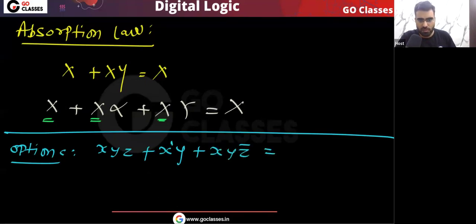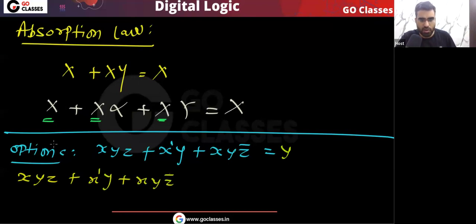What is this equal to? Can I say this is equal to y? Okay, let's check. Can I say this is correct? Okay. So what you can do here, this x, y, z, or x bar y, or x, y, z bar.